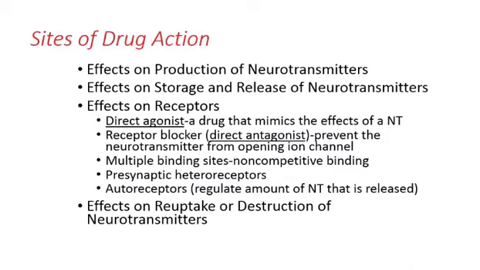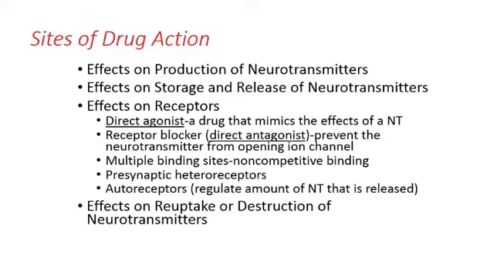The major sites of drug action I've tried to break down into these four major categories, and these are basically how drugs work. The drug can affect production of neurotransmitters, either stimulating the production or inhibiting it. It can cause effects on the storage and release of neurotransmitters. It can promote the release of neurotransmitters, or make it less likely that neurotransmitters are released, or interfere with the storage. It can produce effects on receptors in several different ways.